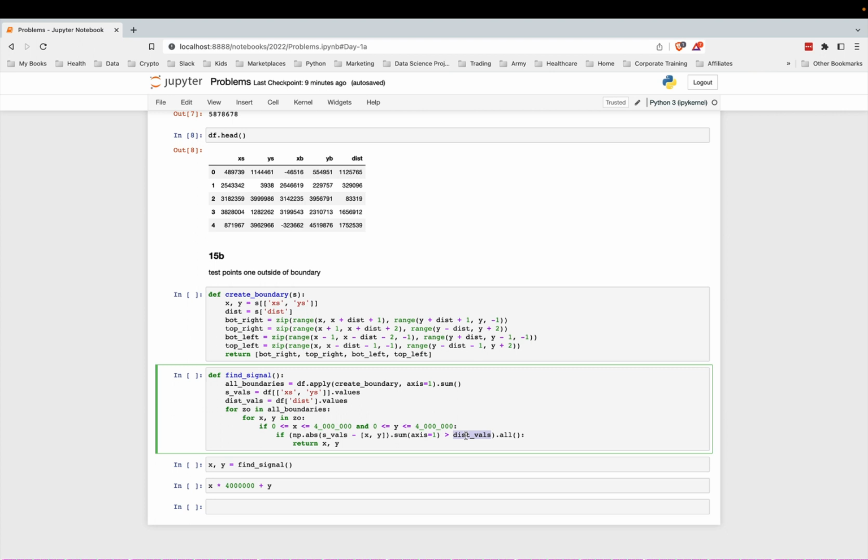And then I test it against the distances over here. So this is an array of all the distances. And if it's greater than all of them, if all distances are greater than the nearest beacon, then I know I found that one point and I can return it. So this one actually takes about a minute on my machine.